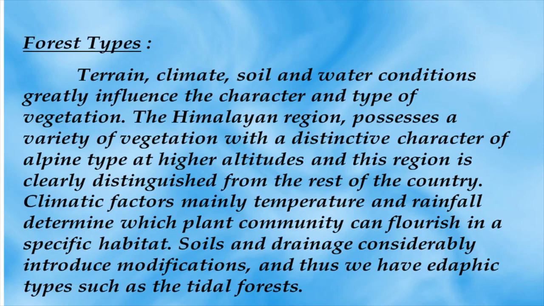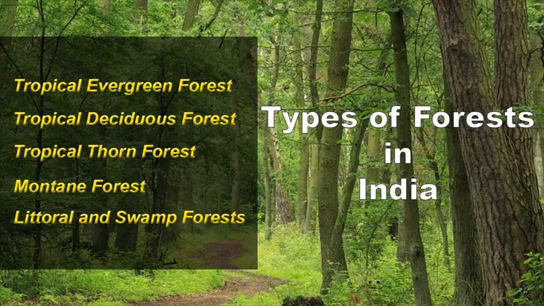The Himalayan region possesses a variety of vegetation which we won't find in other parts of India, and because it is located at a higher altitude, it has an alpine type of vegetation. The climatic factors also affect the type of forest present in a particular region on a landform. Depending upon the type of rainfall and the climatic condition, forests are divided into four types: tropical evergreen, deciduous, tropical thorn forest, and littoral or swamp forest or mangrove forest.